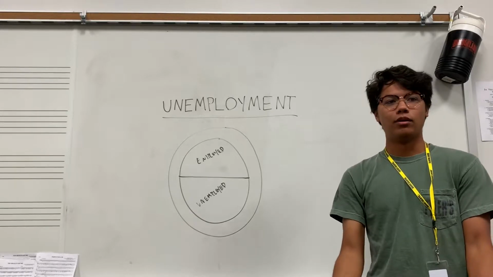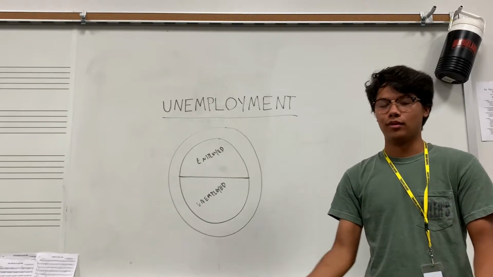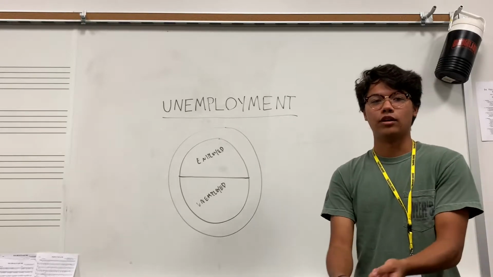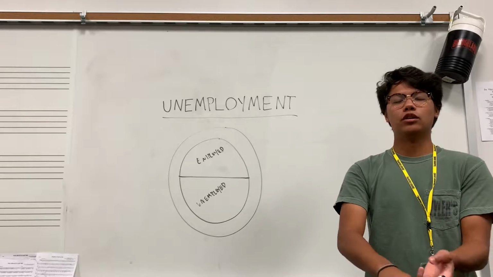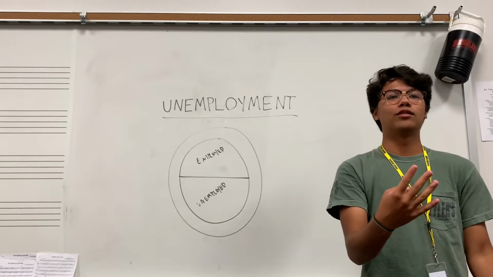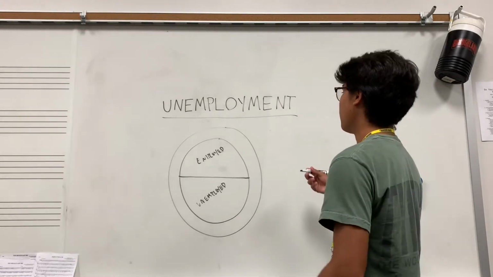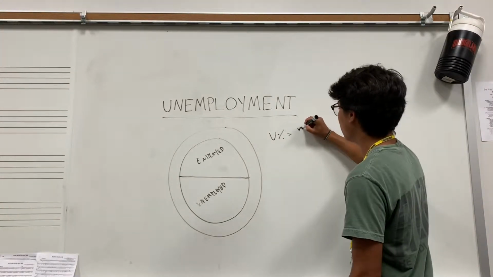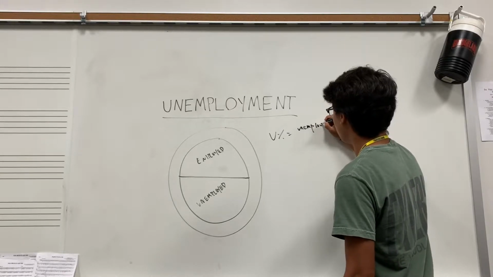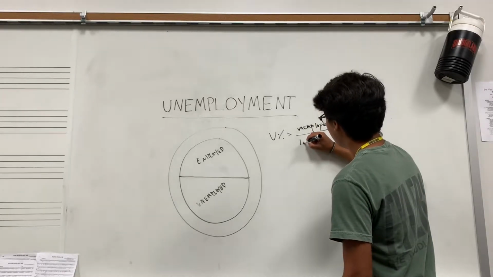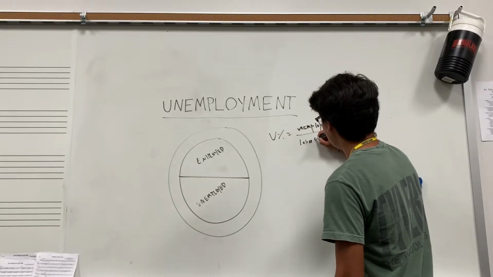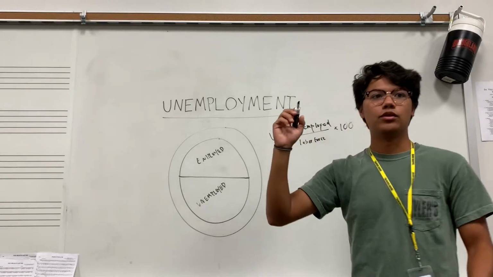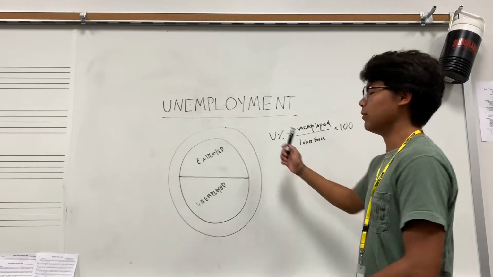And our unemployed, to be unemployed, first of all, you have to not be holding a current job. You have to be able to have a job. You have to be actively looking for a job within the past 4 weeks, right? So whenever we're talking about unemployment, we have our unemployment rate, which is calculated by our unemployed over our working labor force, times 100. And then that gives you your percentage of unemployed.